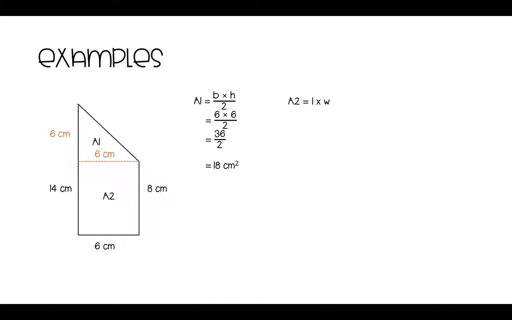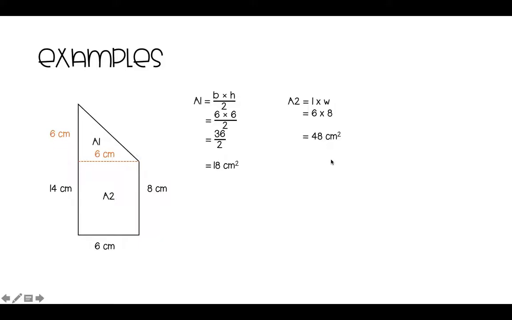Area 2, being just a rectangle, we go length times width. Now don't get confused here. Our length is not 14, because remember that's the whole length. Our length for the rectangle is only 8. So we go 6 times 8, length and width, and 6 times 8 gives us 48.